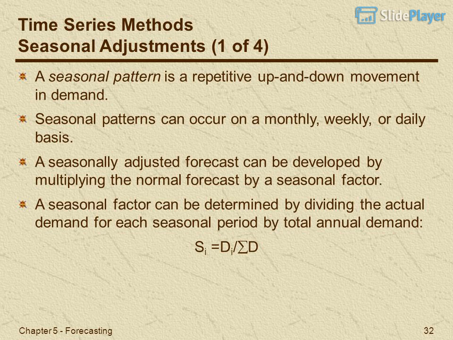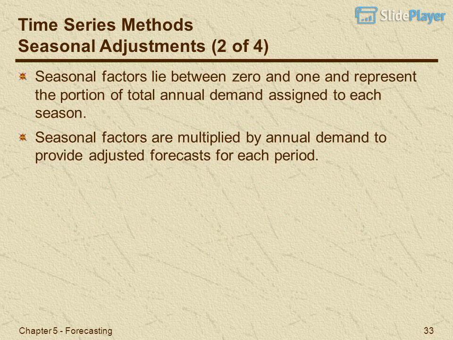S equals D over D-total. Chapter 5, Forecasting. Seasonal adjustments. Seasonal factors lie between 0 and 1 and represent the portion of total annual demand assigned to each season. Seasonal factors are multiplied by annual demand to provide adjusted forecasts for each period.